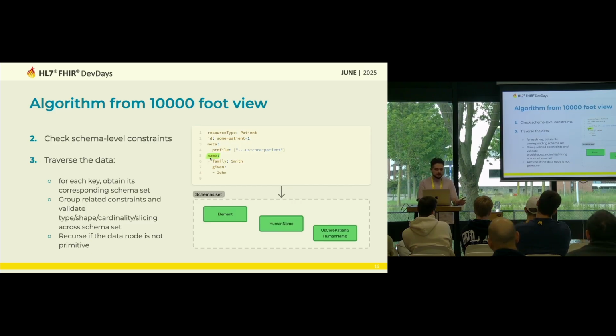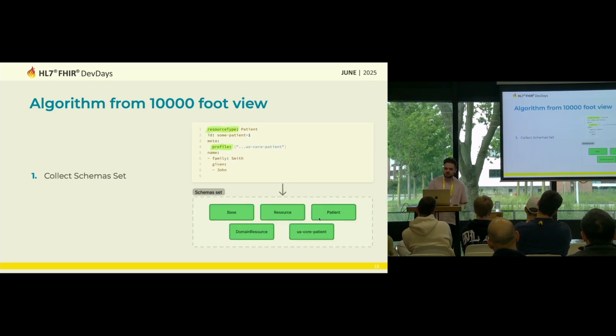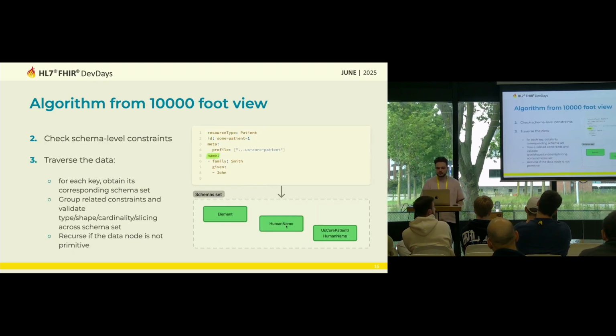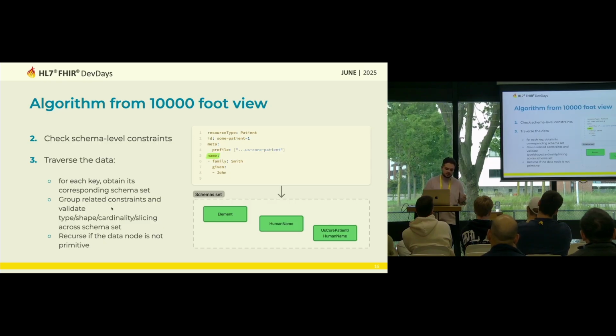Having this key somewhere in state, we can traverse through the schemas we collected on the previous step. For example, from the US Core Patient, we will get the human name and the US Core Patient human name subschemas. After that, we check in specific node level constraints. So we check in types for the primitives, slicings, shapes, etc. And we're doing that by grouping.